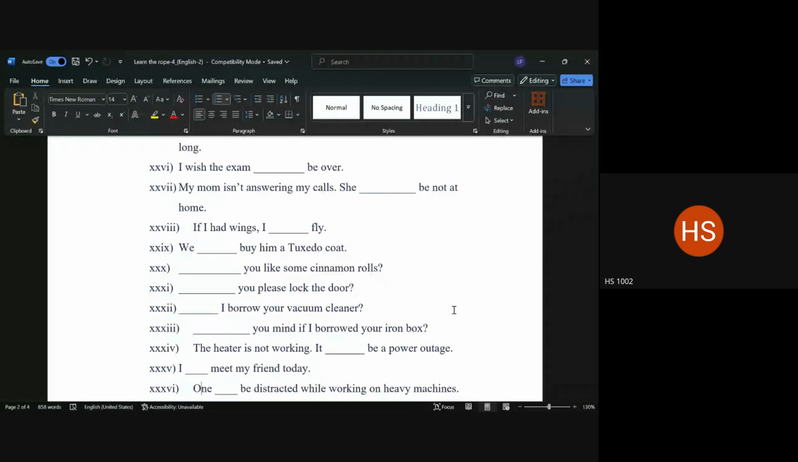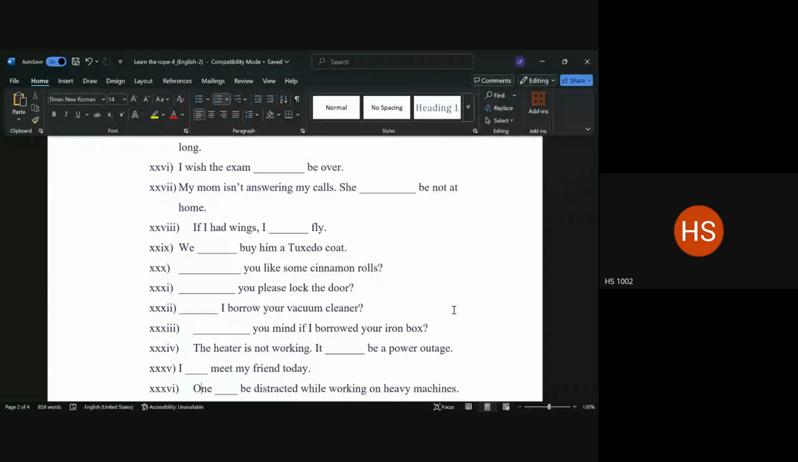Okay. Next one, again, I think same. If I had wings, I dash fly. Hypothetical, this is. Would, could, might. Any of those could go there.